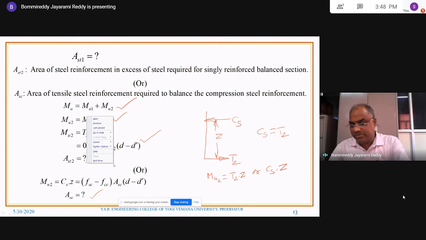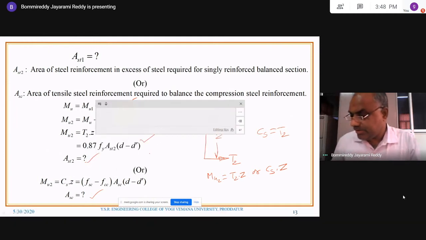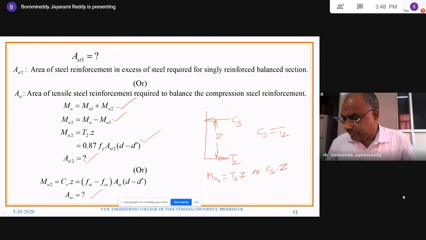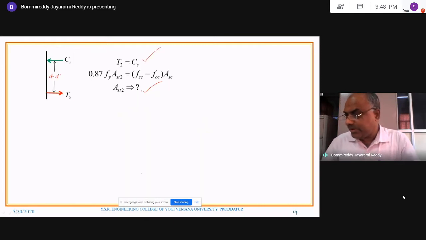Or otherwise also, if one steel reinforcement is known, you can find out the other steel reinforcement by using T2 equal to CS. So sometimes if AST2 is known, you can find out ASC, or if ASC is known, you can find out AST2. So these are the relations in doubly reinforced section.